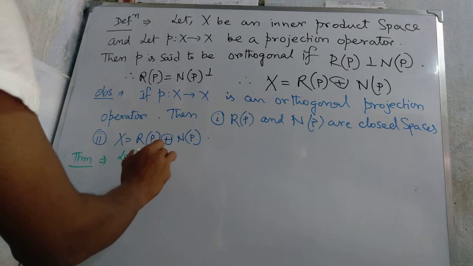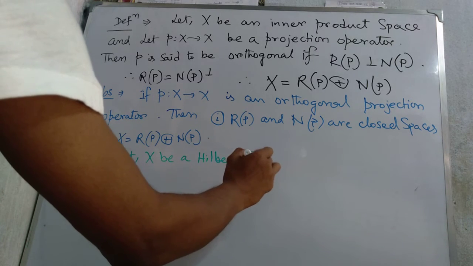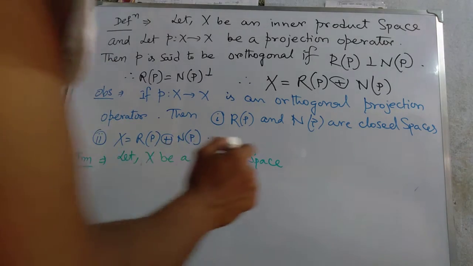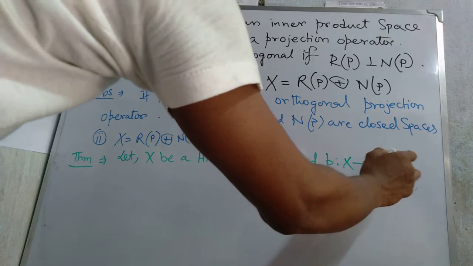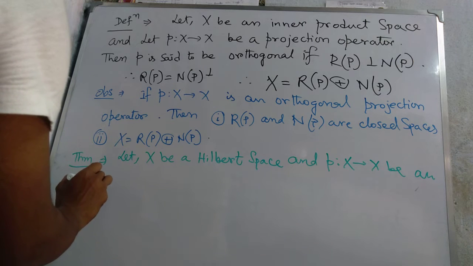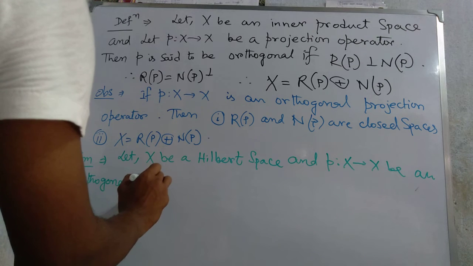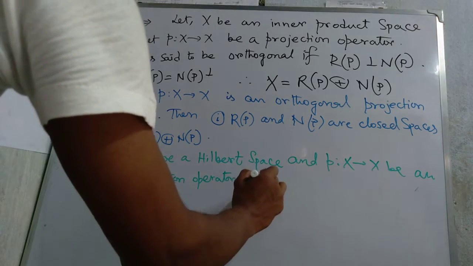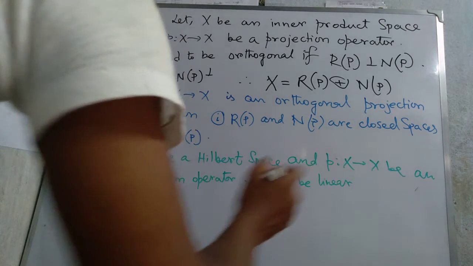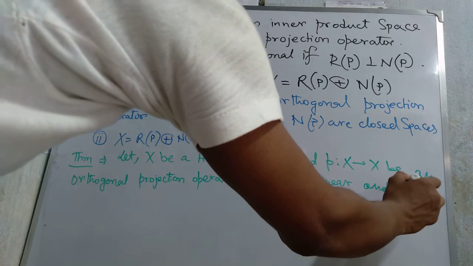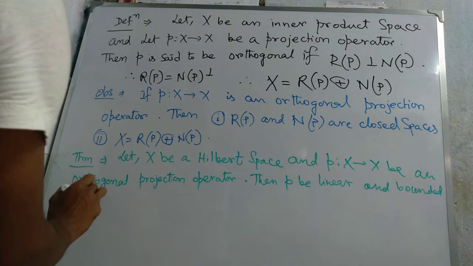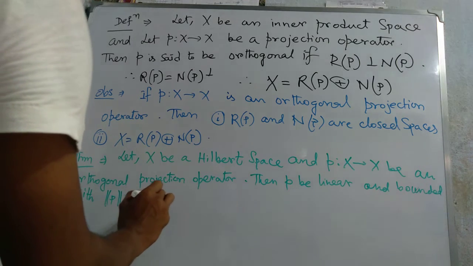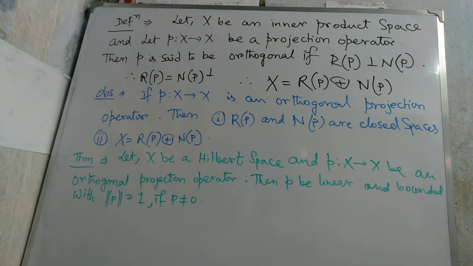Let X be a Hilbert space and P: X to X be an orthogonal projection operator, then P be linear and bounded with norm P equal to 1 if P not equal to 0. Okay. So we write the proof of this.